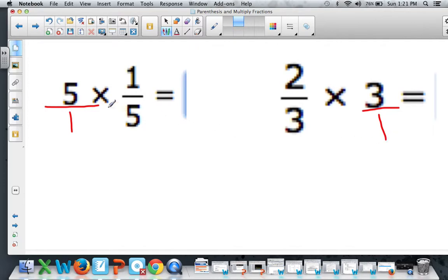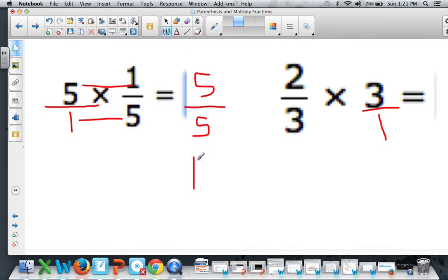Now we just go back to what we did before. We multiply straight across. 5 times 1, 5. 1 times 5, 5. You get 5 over 5. But if you're a smart kid, you know 5 over 5 can magically turn into something. That's right. 1 whole. Because 5 pieces out of 5 is 1 whole.